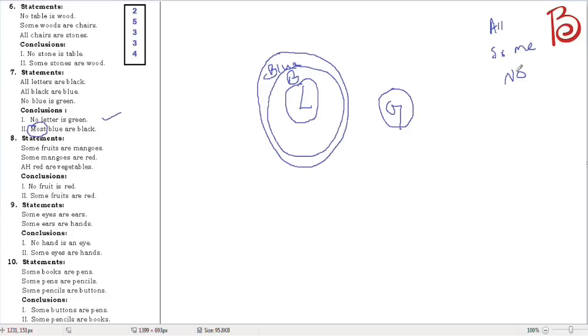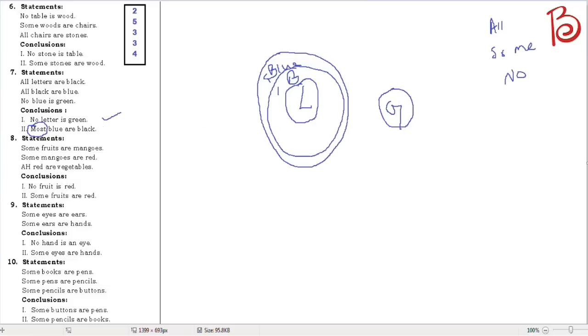Some means 78% or 10% or 99%. Some is a vague word, so you can use it for anything. So instead of most, I'm going to say some. Some blue or black. Blue is here and black is here, so definitely some blue or black. So this one is right, and the option will be the fifth one.